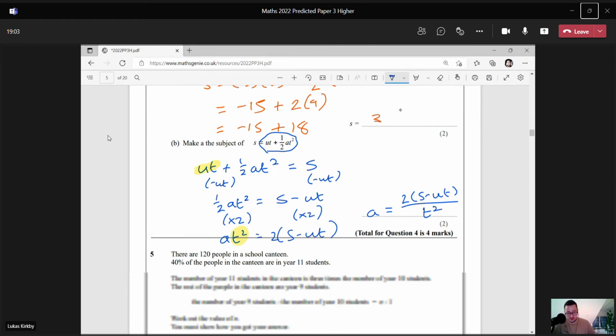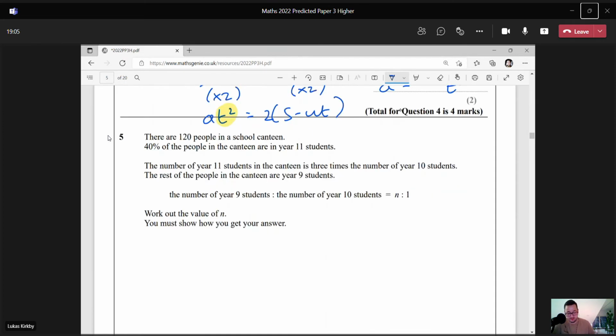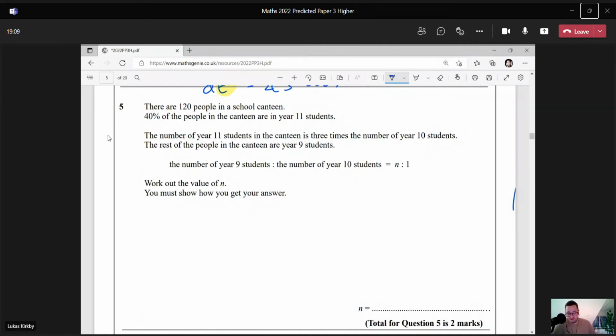Okay, number 5. So we've got 120 people in a school canteen. 40% of the people are year 11. And the number of year 11 students in the canteen is 3 times the number of year 10 students. And the rest of the people are year 9 students. And we also have that the number of year 9 students to the number of year 10 students is in the ratio n to 1. And we want to work out the value of n.